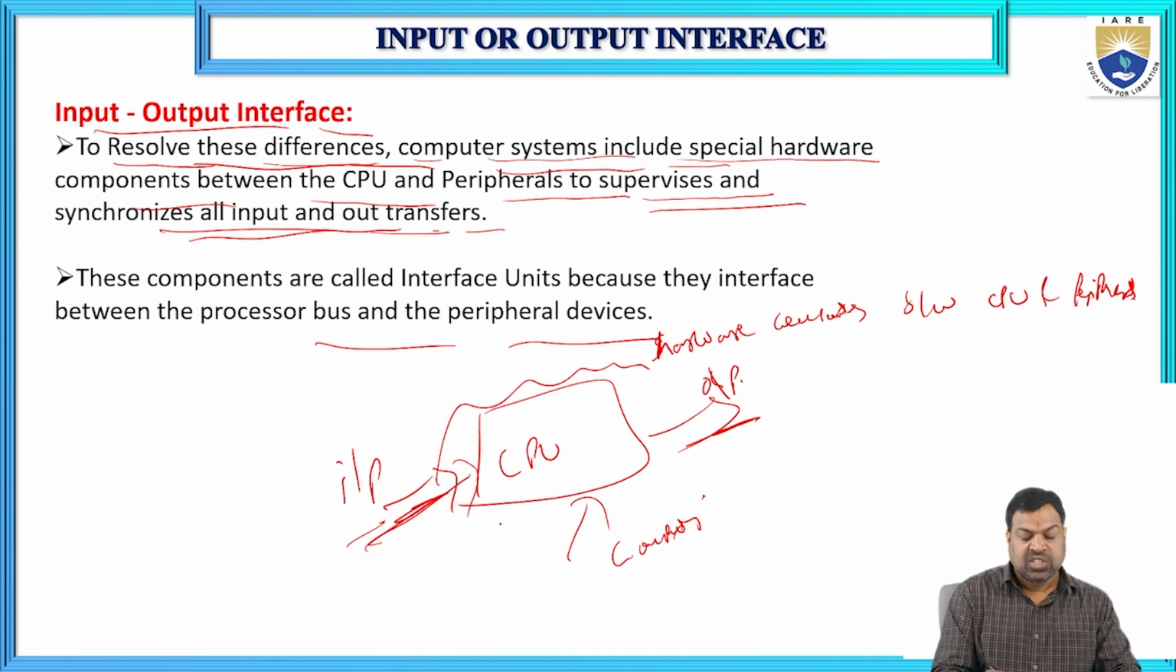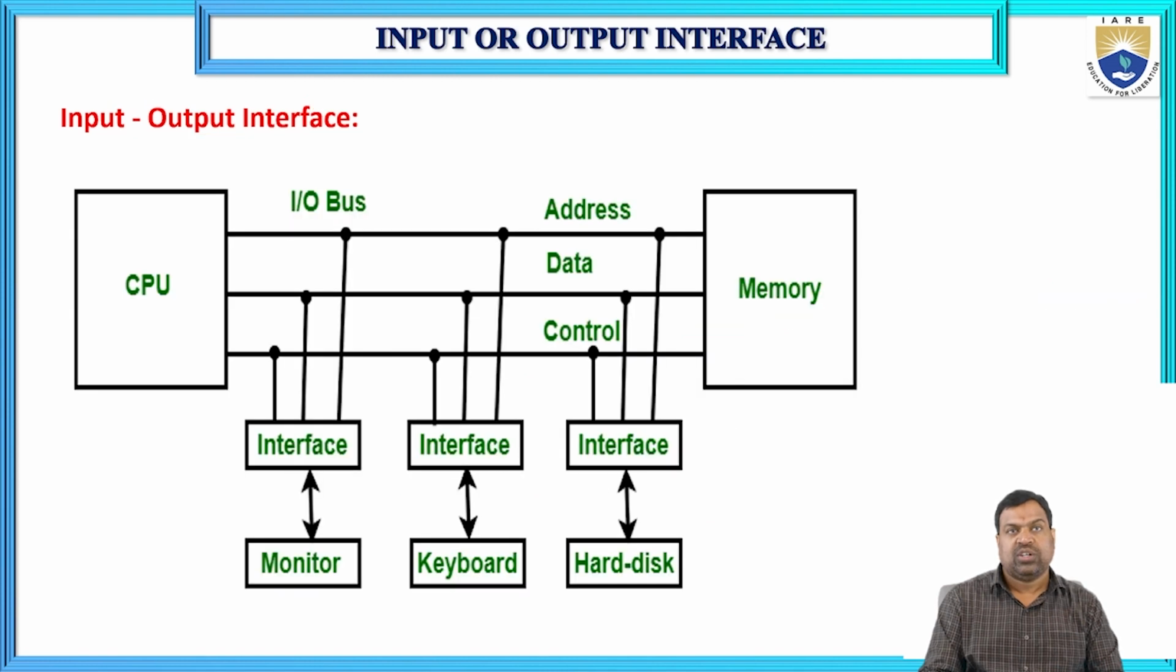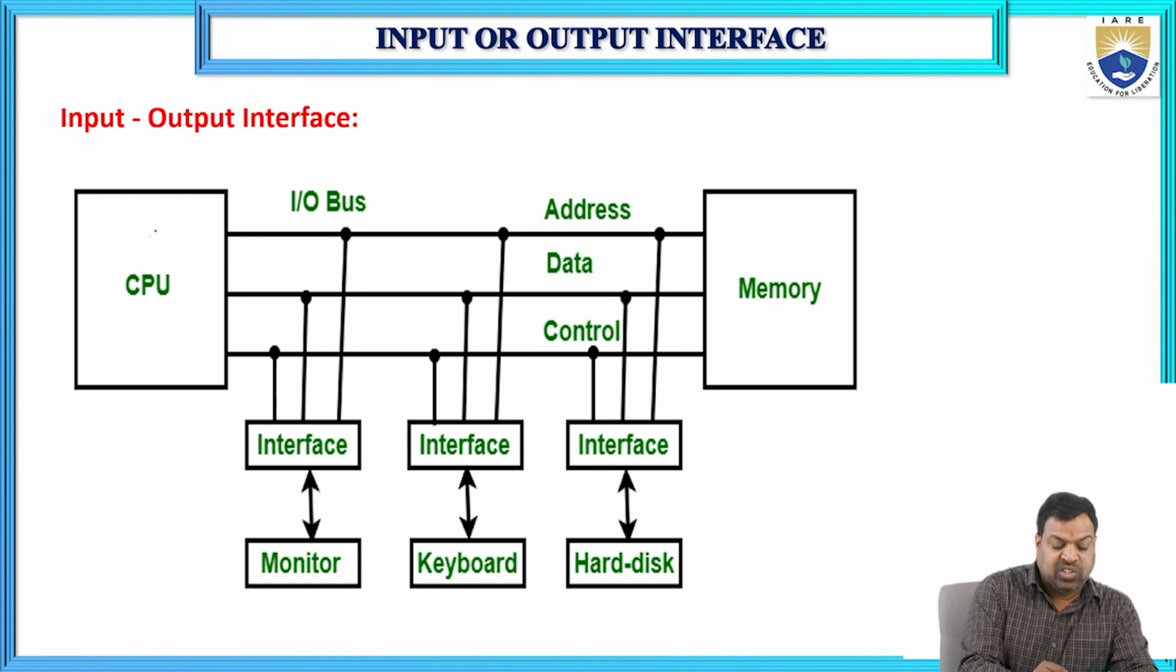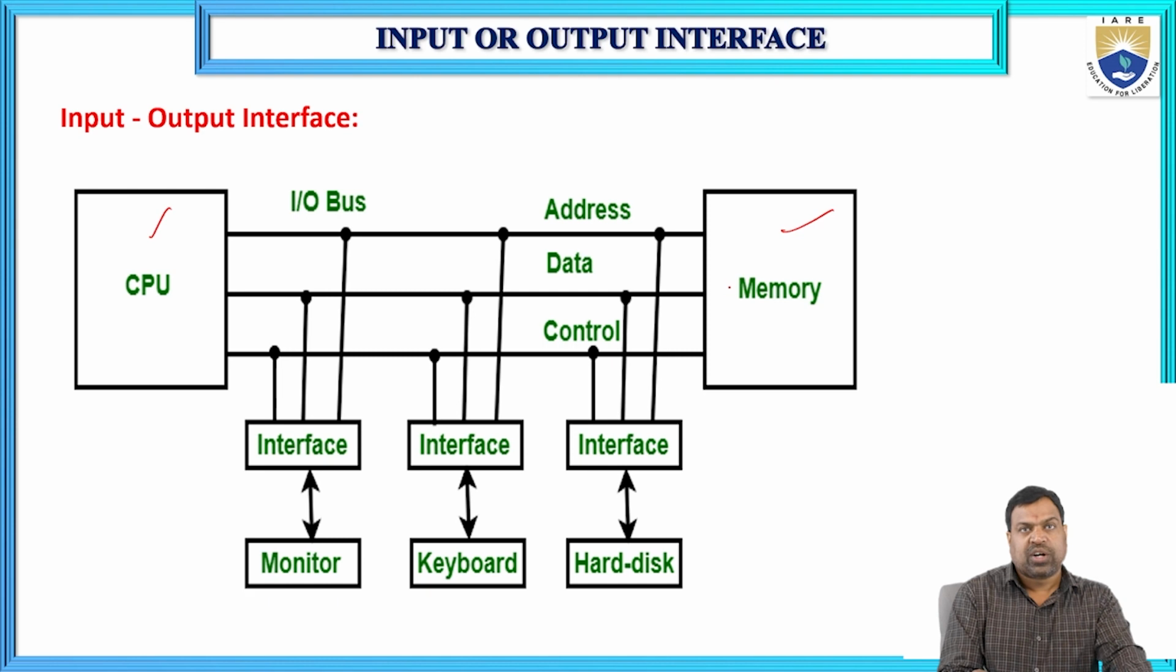The processor bus means the data bus or address bus for transferring data between the input and CPU and between the CPU and output. The processor bus and peripheral devices must be connected to transfer data from input to output. So this is a block diagram of input output interfacing, between the CPU and memory. The first connection is the input output bus: the address bus, data bus and control bus.